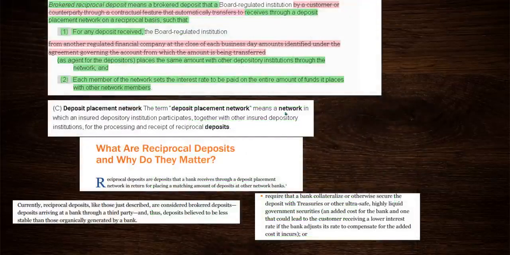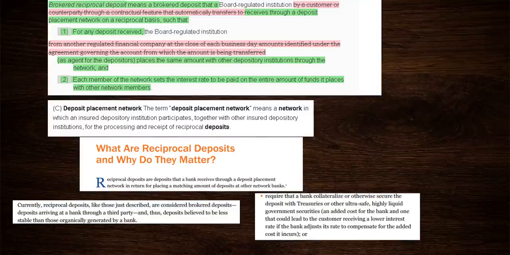So again, before we get into the thresholds, a brokered reciprocal deposit, that's been redefined by switching the words around. It was called a reciprocal broker, or reciprocated broker deposit before, but now it's brokered reciprocal deposit. And basically, they've changed it to where now it's received through a deposit placement network other than a counterparty or a customer. So now instead of going to that, it goes through a deposit placement network on a reciprocal basis, meaning that if someone makes a big deposit, on the other end, they've got to make the same deposit to make a net zero.